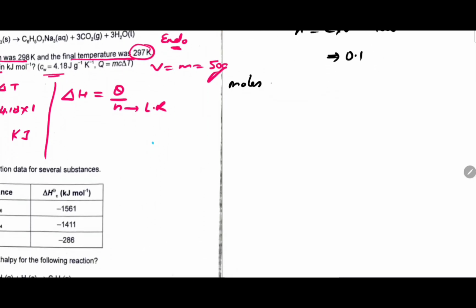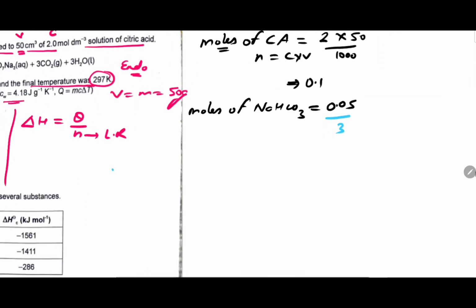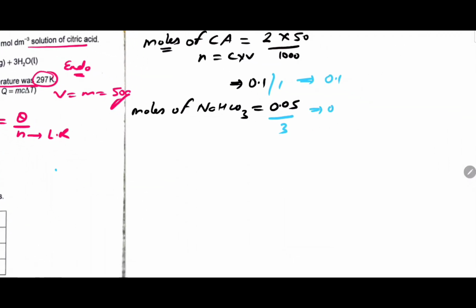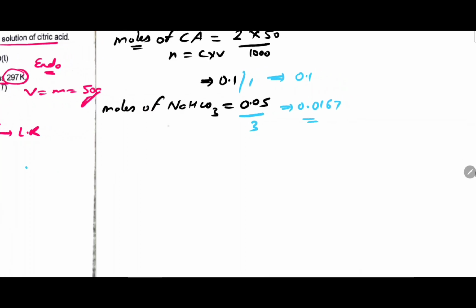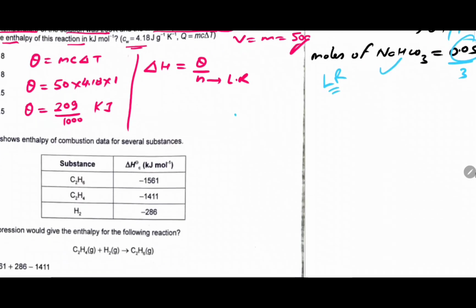Moles of Na2CO3 already given to us, 0.05. Now in order to find out the LR, we'll divide this Na2CO3 by 3, because 3 moles react with 1 mole, and 0.1 by 1, so I'll get 0.1, and it comes out to be 0.0167. So we can see Na2CO3 is the smaller, hence Na2CO3 is my LR. Using the moles of Na2CO3, 0.05, I'll find out delta H.